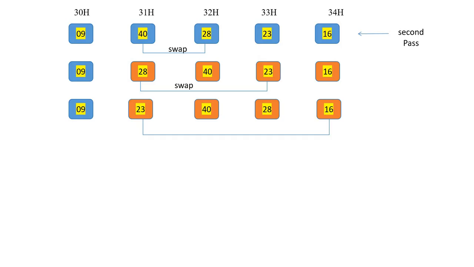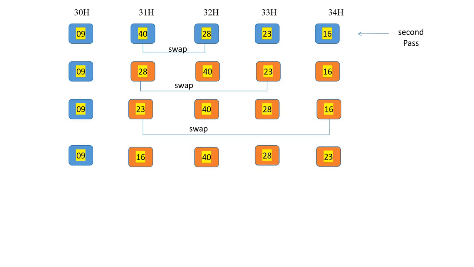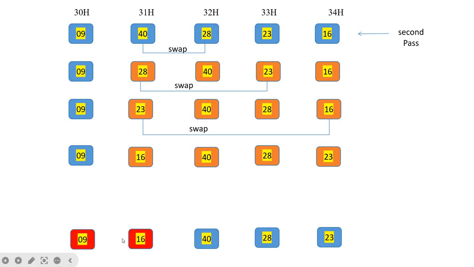Next, again 23, the number present at the 31H location, is compared with the 34H location, that is, 16. So 16 is smaller than 23. A swap is needed. So 9 will remain as it is, 16 will come in the 31H location and 23 will come in the 34H location, and the remaining numbers will remain the same. So here now 9 and 16 have been arranged. We have to arrange the last three numbers. Therefore here we have three steps and this will be the third pass.